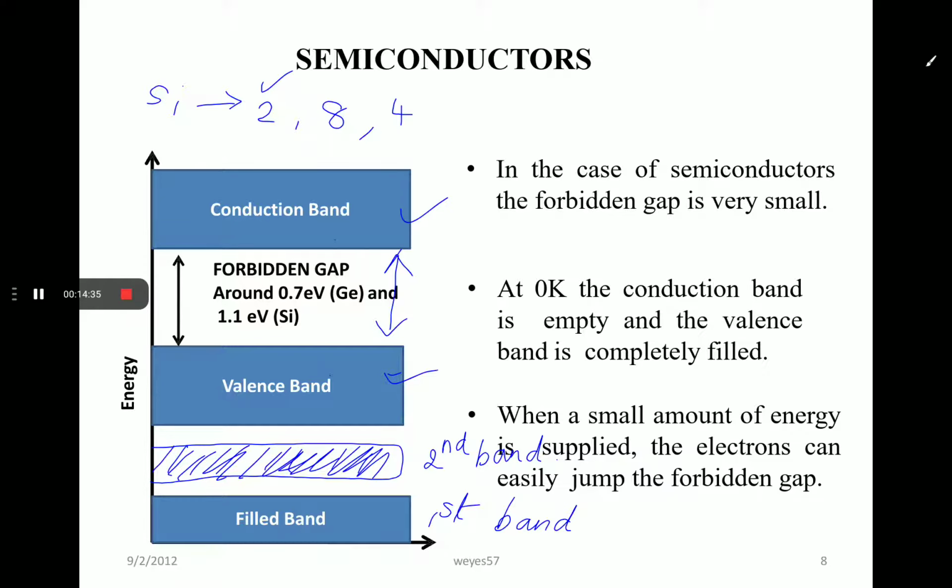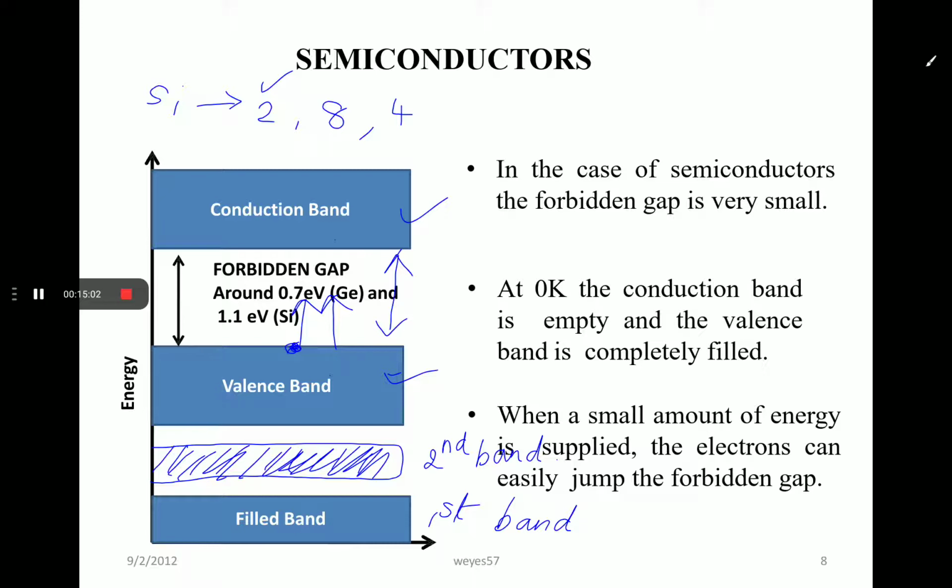An electron can be lifted from the valence band to the conduction band by adding some energy to the solid. If we add some energy to the solid, we can lift one or more electrons from the valence band to the conduction band.